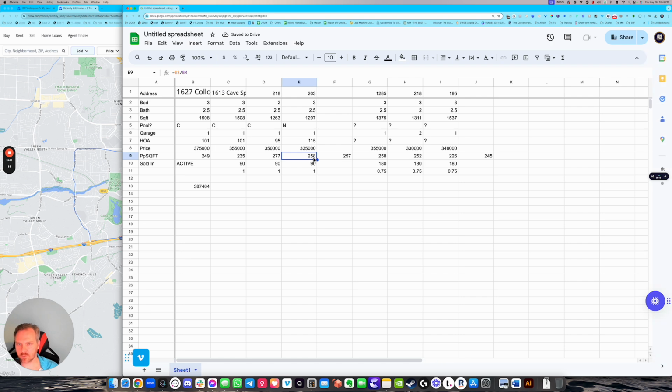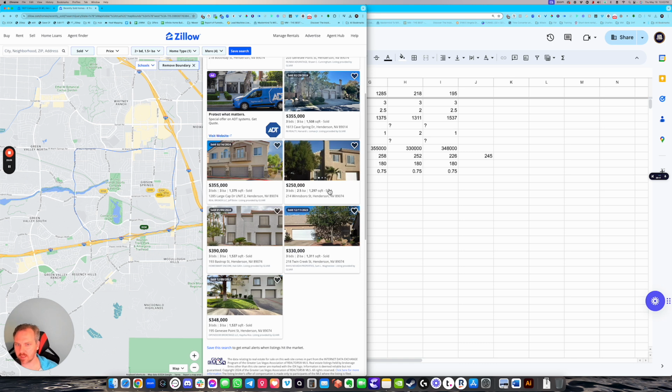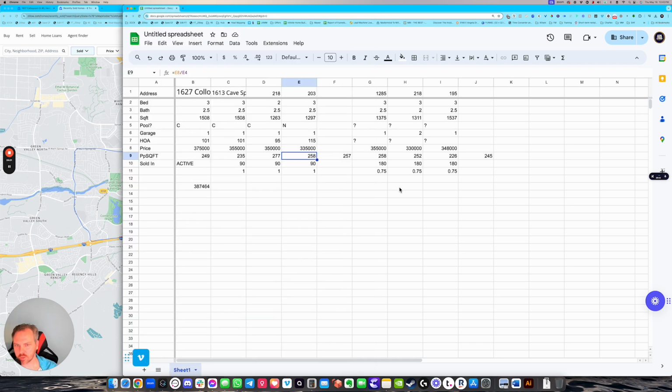So hopefully that's been helpful. This is just kind of a simple way to comp and to look at it and be able to figure out, what's my property worth? How much should I actually be getting for my property? And this is based on the current market.